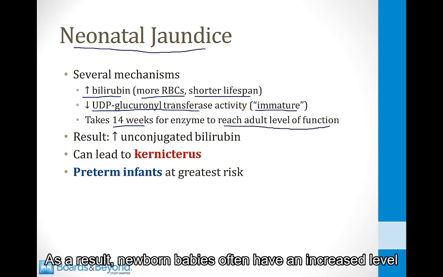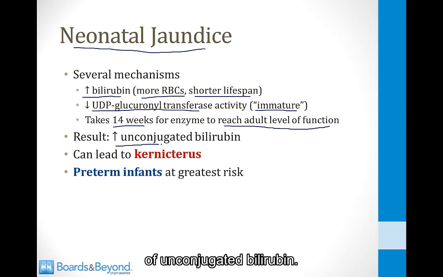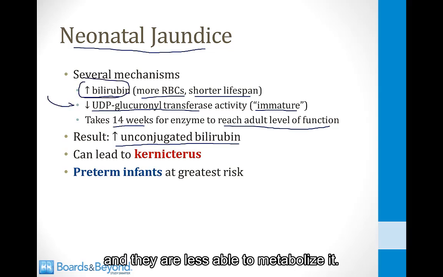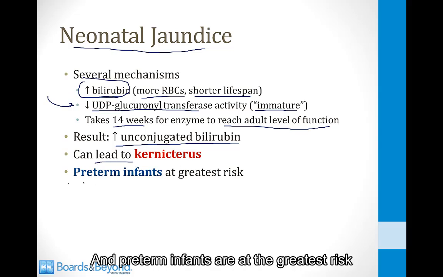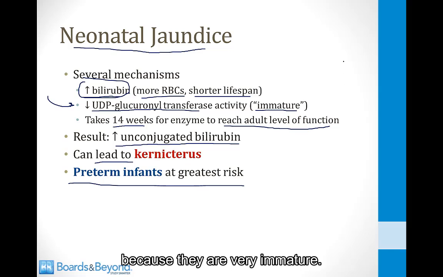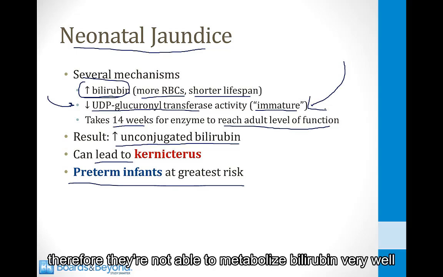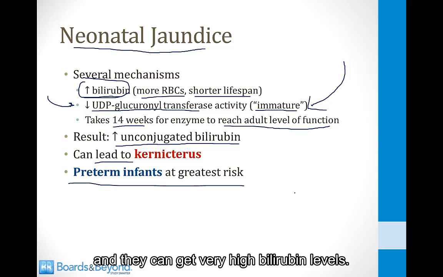As a result, newborn babies often have an increased level of unconjugated bilirubin. They are producing more bilirubin and they are less able to metabolize it. If this is severe, it can lead to kernicterus, and preterm infants are at the greatest risk because they have very immature UDP glucuronosyltransferase enzymes. Therefore, they're not able to metabolize bilirubin very well, and they can get very high bilirubin levels.